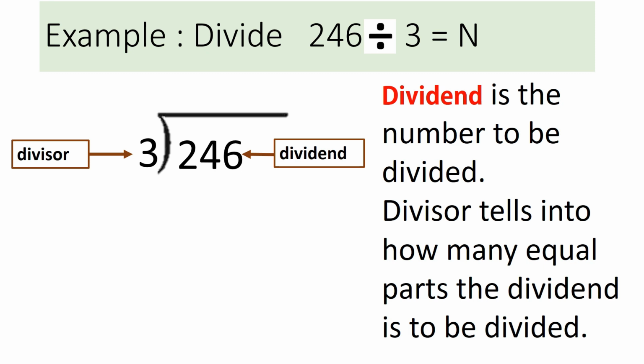Here, 246 is the dividend. Dividend is the number to be divided. And 3 is the divisor. Divisor tells into how many equal parts the dividend is to be divided.